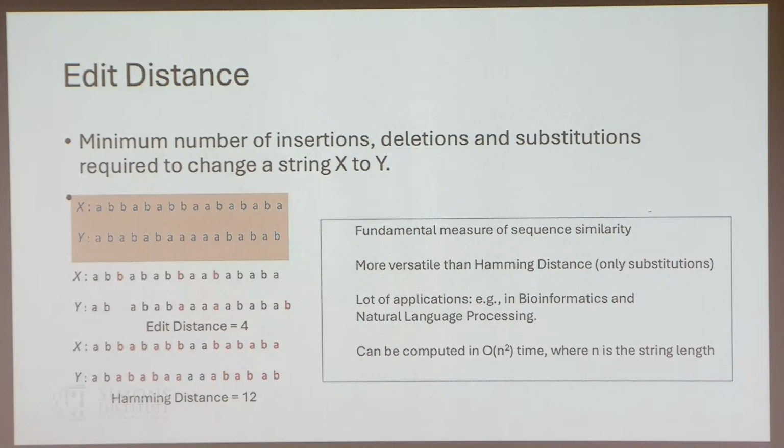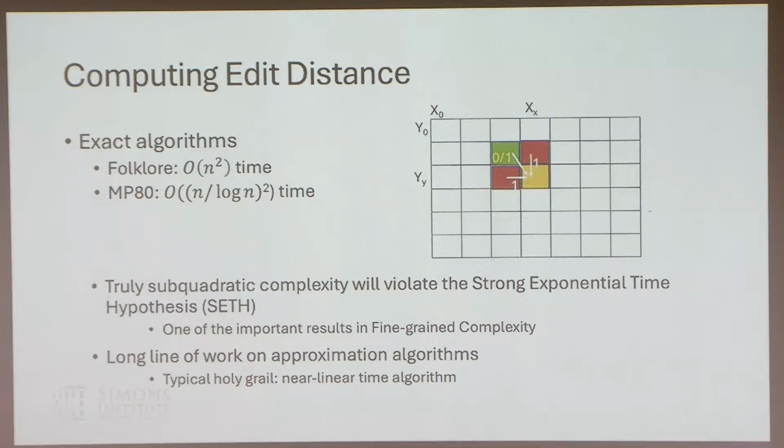and substitutions. It has a lot of applications in bioinformatics, natural language processing, and so on. And it can be computed in order of n squared time, where n is your string length. So these are all the basics that all of you probably already know. And how do you get an n squared running time for edit distance? It's a simple dynamic programming.